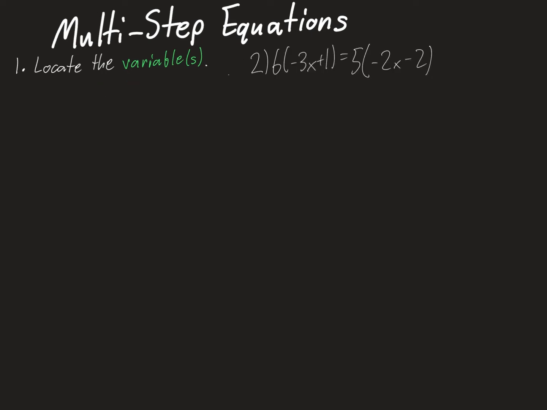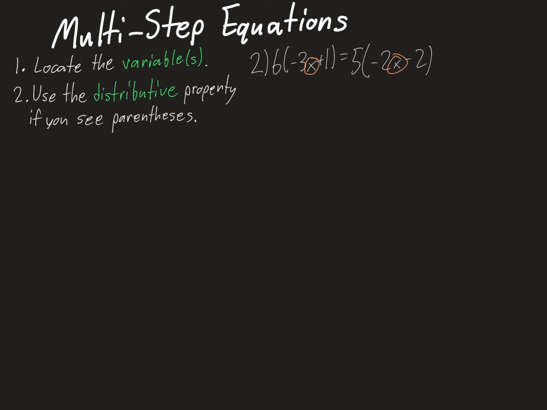Now let's look at example 2. First, we will locate the variables. In this case, the only variable we have is x, and there are 2 of them. Next, we will use the distributive property wherever we see parentheses. On the left side, we have 6 times negative 3x gives us negative 18x, and 6 times positive 1 gives us a positive 6. On the right side, we have 5 times negative 2x gives us negative 10x, and 5 times negative 2 gives us negative 10.